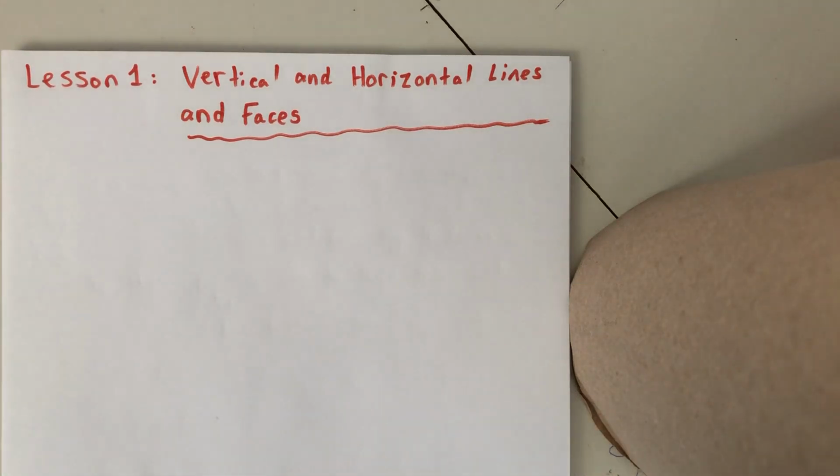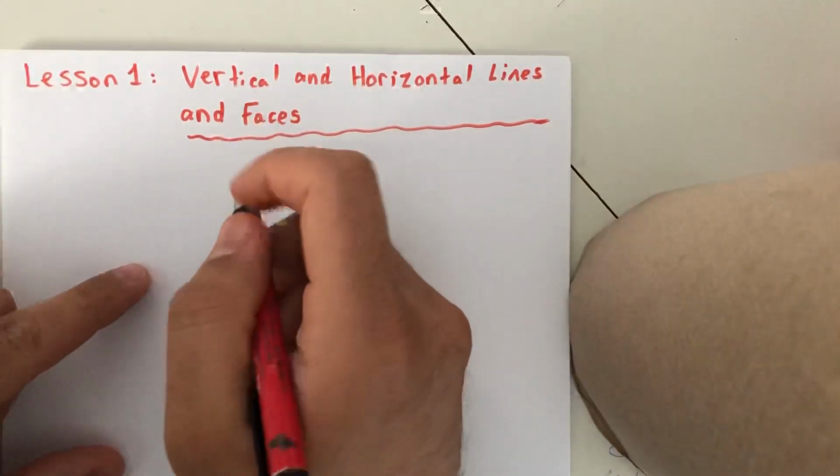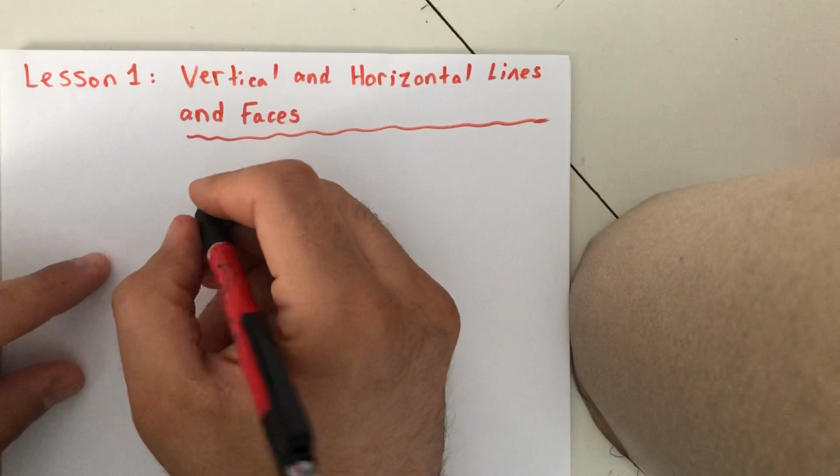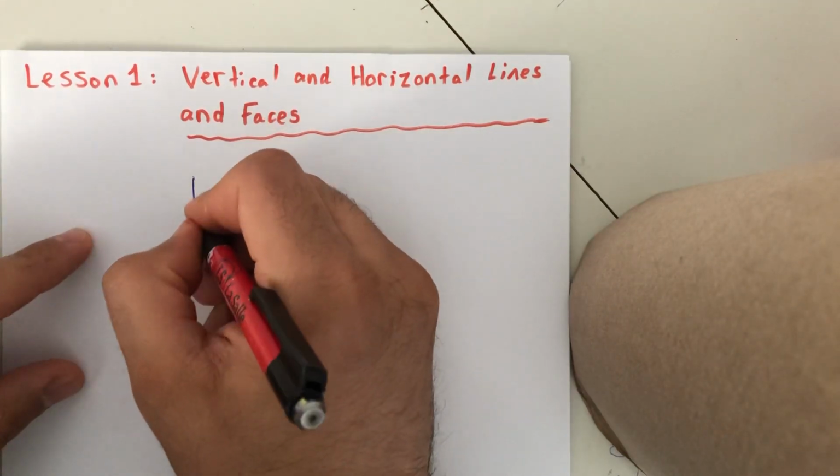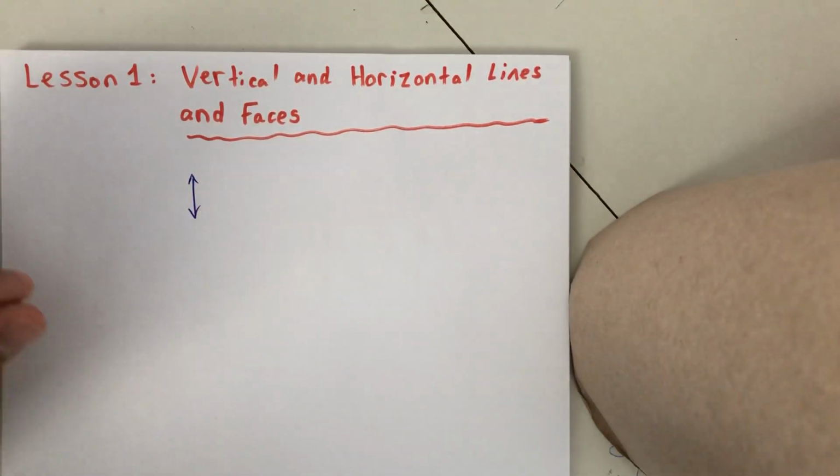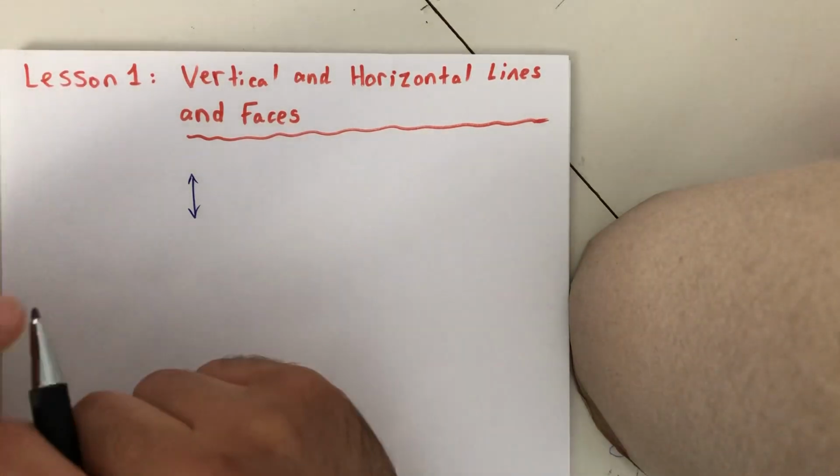Today's lesson is vertical and horizontal lines and faces. You need to know the difference between vertical and horizontal. A vertical line is a line that goes up and down. Up to down is a vertical line.